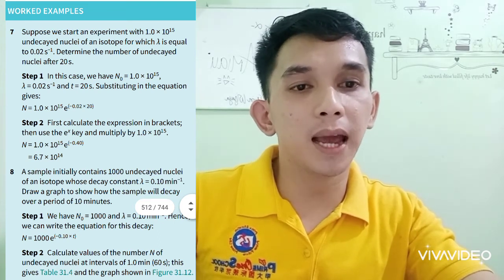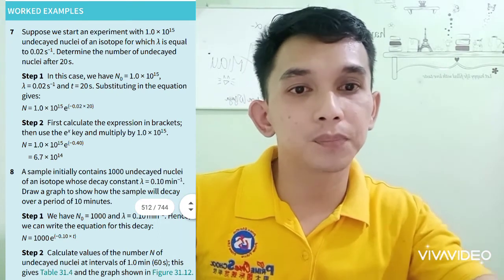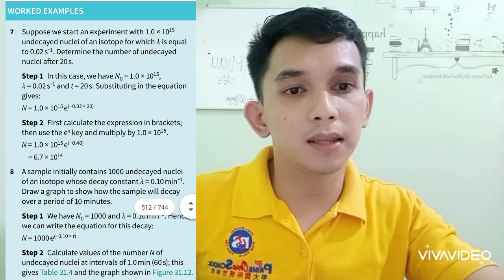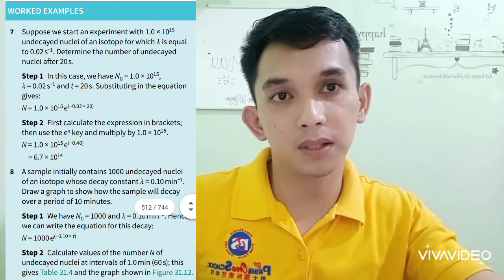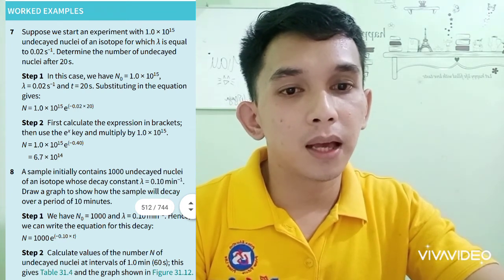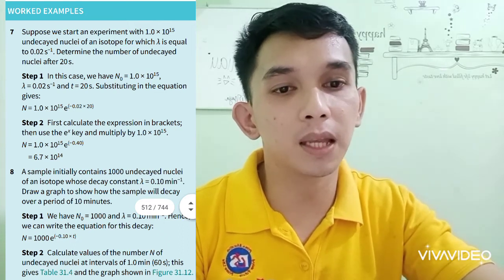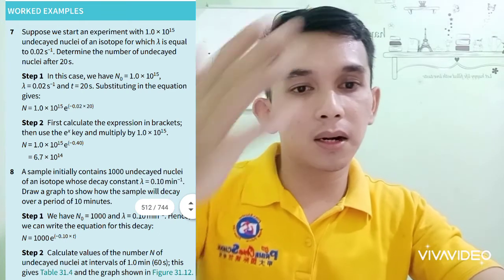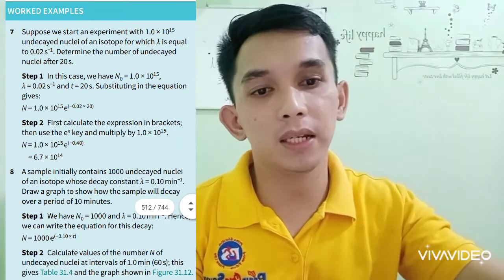In this case, we have N0. Remember, N0 is the initial number of undecayed nuclei. And then lambda is the decay constant and t is the time. You just need to put in all this to your scientific calculator, of course. And then you will get N, the number of undecayed nuclei after 20 seconds, is 6.7 times 10 to the power 14. So you see here that the number of undecayed nuclei is decreasing because some of it is already decaying.